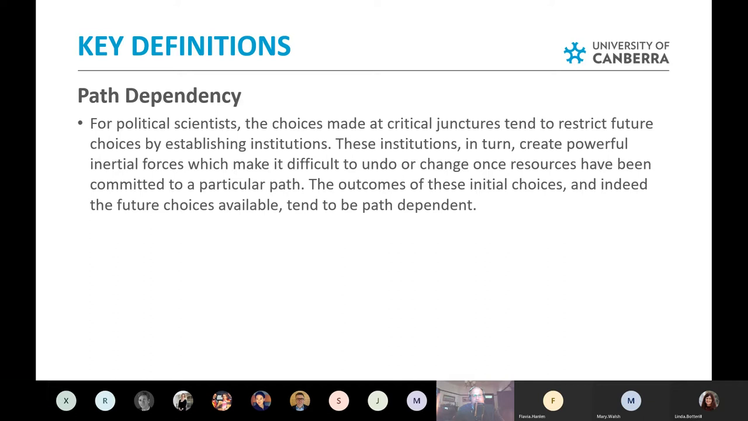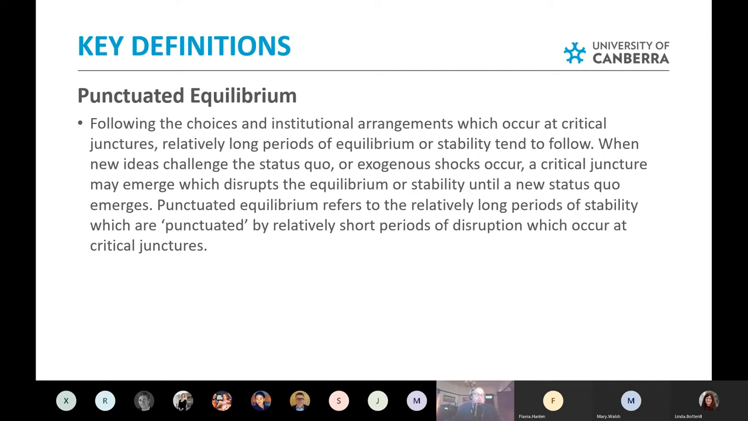And these initial choices have available in the present. A punctuated equilibrium follows the choices in institutional arrangements which occur at these critical junctures. So basically what we have are long periods of stability. A critical juncture occurs, it changes the status quo. We end up with either new or revised institutional arrangements, and then we have another period of stability.